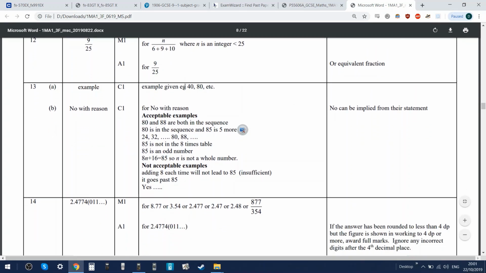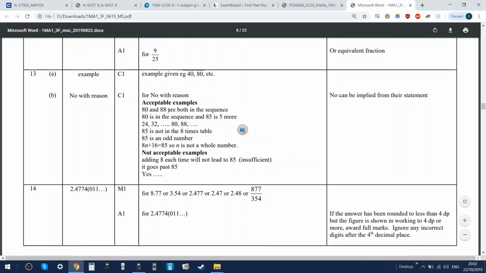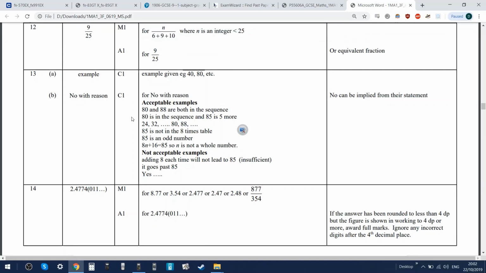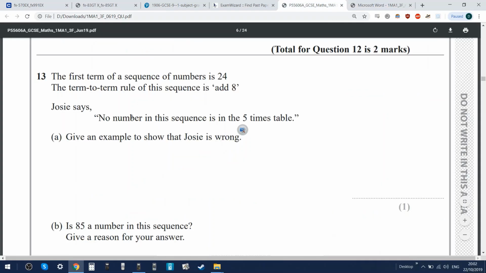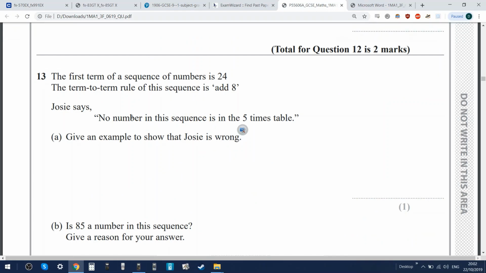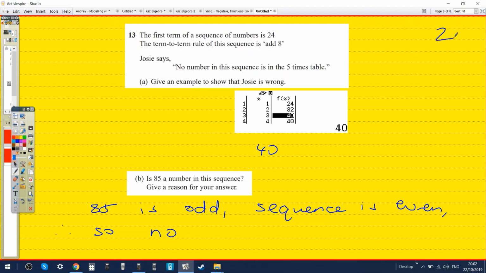So part 1 we could do 40 or 80. I did 40, you might have done 80. And then no was correct, but with a reason. 80 and 88 are both in the sequence. So we didn't even have to know odd number or even number. Just 80 and 88 are both in the sequence. So that is all you had to say. Great. So we just cheated and got 2 more marks. Brilliant. Maybe I will start writing down how many marks we get each time. Okay, that was 2 marks. And I'll keep them up there.